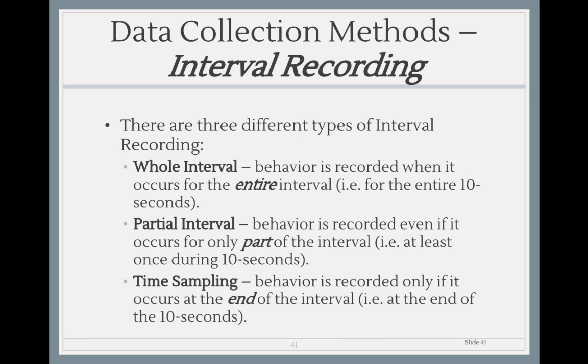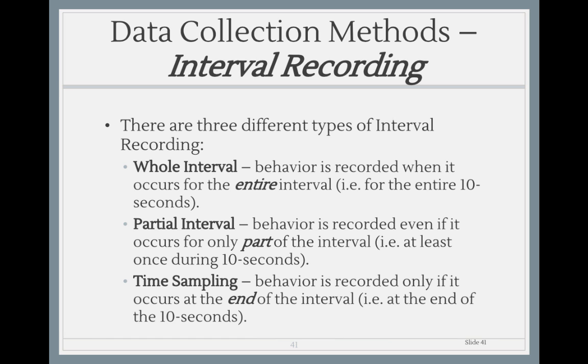There are 3 different types of interval recording. The first is whole interval. This would be that the behavior is recorded when it occurs for the entire interval. So for example, it would have to occur for the entire 10 seconds of that interval. A good example of this would be if you are recording how often a student is up out of their seat. If you are doing whole interval recording for a student who is out of their seat, they would have to be up wandering around the classroom for the entire 10 seconds of that interval in order to be counted.